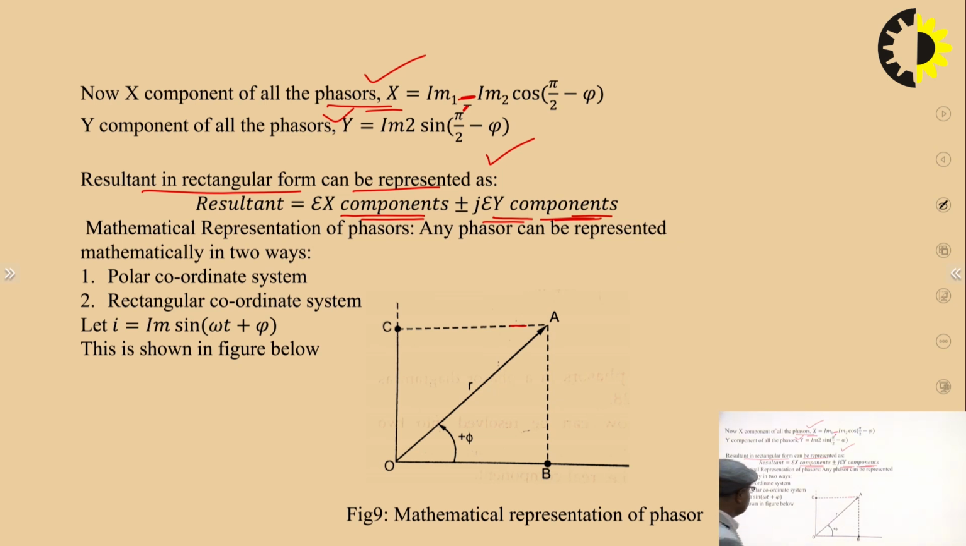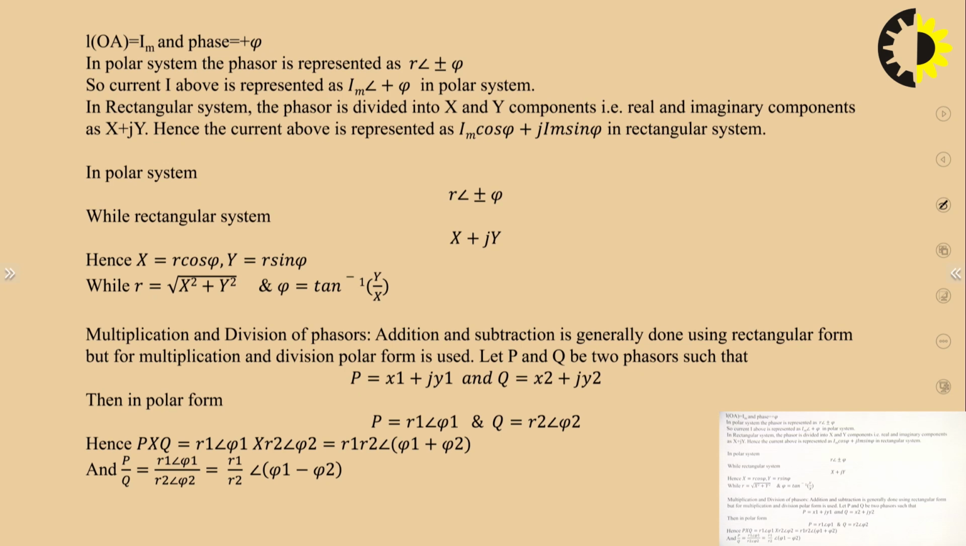So this is how you can write the resultant of all the AC quantities, or the sum of all the AC quantities, in rectangular form, and you can find out the resultant. So I think this slide is repeated. We have represented an AC quantity in polar form, r plus minus angle phi, and in rectangular form x plus minus jy, and this is the relation between rectangular and polar form. So we have all done this.